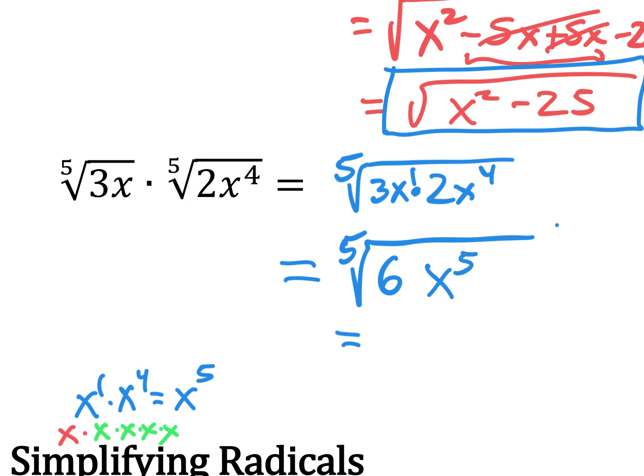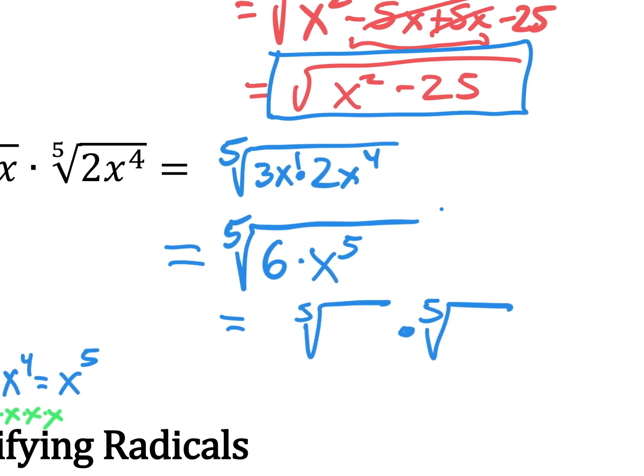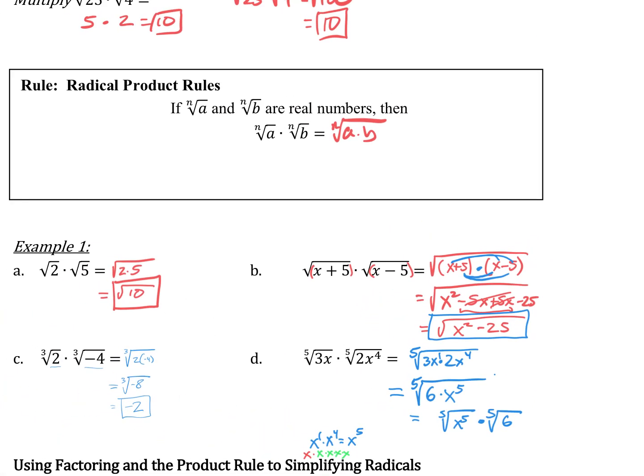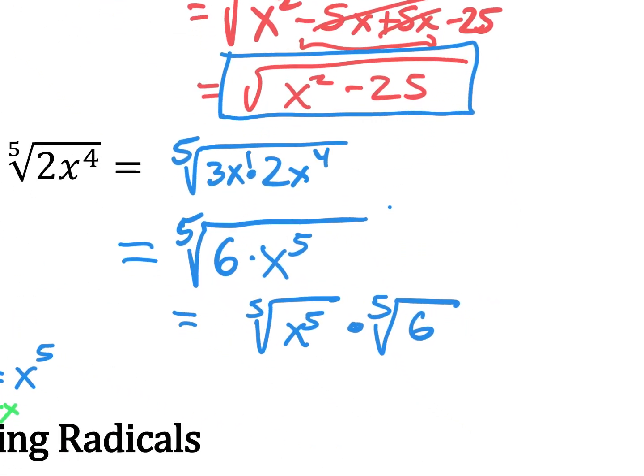Ooh, can we simplify this any further now? Well, we don't know what the fifth root of 6 is, but we do know what the fifth root of x to the fifth is. So here's something that we're going to be working on a whole lot. We can break this up into 2 fifth roots. We have the fifth root of 6 and the fifth root of x to the fifth. Now notice, what did I just do there? I just used this rule backwards. I took 1 radical and I broke it into 2 radicals.